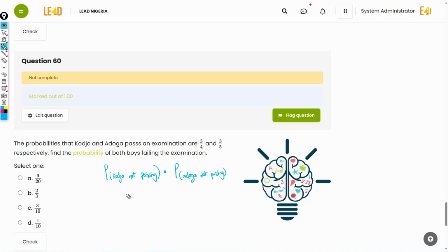So the probability of Kojo not passing would be 1 minus 3 over 4. All right, that's the negation of Kojo passing. Times the probability of Adoga not passing, which will be 1 minus 3 out of 5. So that will be 1 out of 4 times 2 out of 5, right? Which is 2 out of 20 that we can reduce to 1 out of 10. 1 out of 10, that's option D.